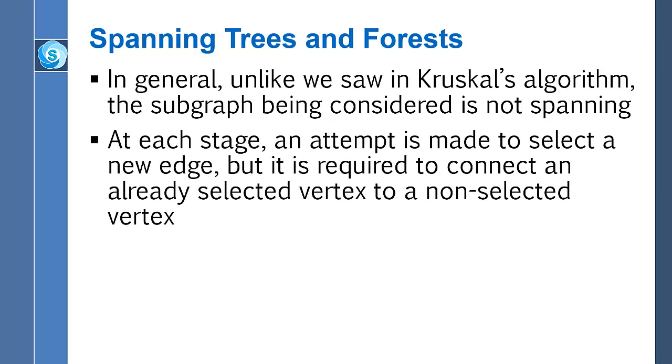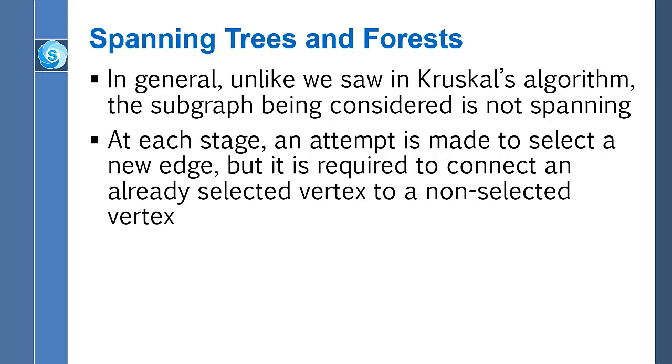And all we're going to do is select an edge of smallest possible weight, but subject to a slightly different requirement than before. Instead of selecting an edge that doesn't introduce a cycle, what we're going to do is select an edge that connects our subgraph, which is a tree, to some vertex that is not yet a part of the tree. It's as simple as that.